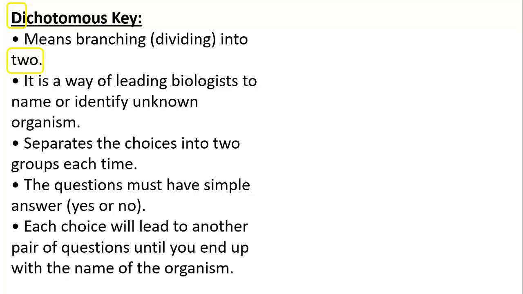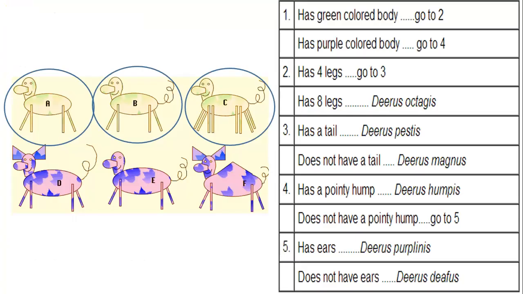Okay, now we go to the dichotomous scheme. This is how we identify creatures from nature. So, how do we do this? We do it by separating the choices into two groups by using yes or no questions. If you're familiar with the Guess Who game, this is going to be an easy question for you in paper 1 and paper 3. Basically, each choice will lead to another question, and the question will lead you to another question, and the grouping continues until you reach a specific organism.